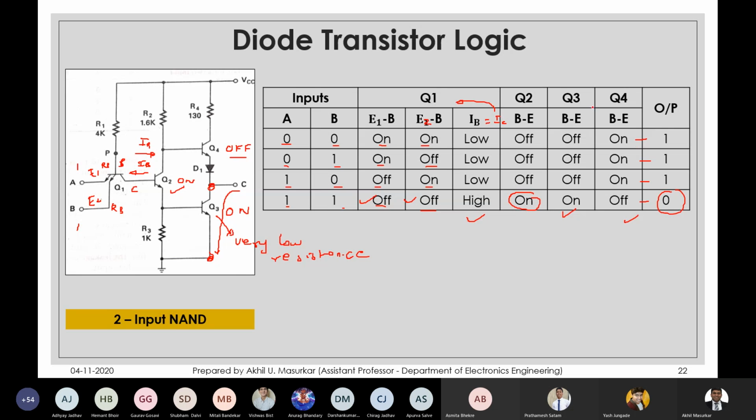If this base emitter is creating a problem in understanding, you can just say whether Q2, Q3 and Q4 are off or on. When we say Q2 is off, that means base emitter junction of Q2 is reverse biased. When we say Q2 is on, we say base emitter junction of Q2 is forward biased.